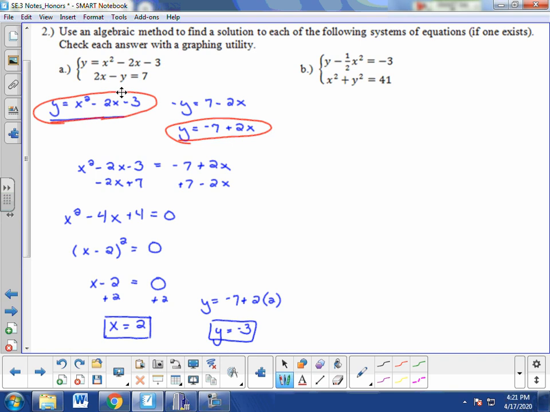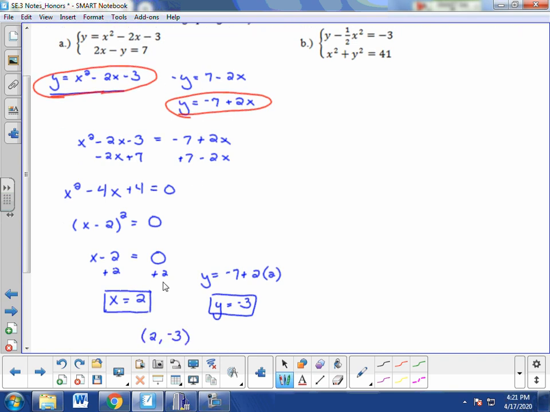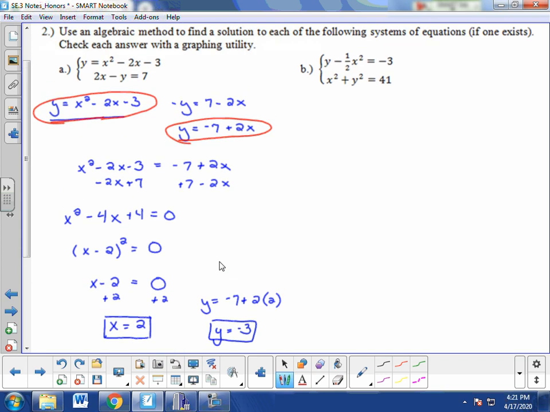So in the first case, we found a parabola and a line and found their single intersection point, and that was the single solution. Here in this second case, in B, we have another parabola. I noticed that because there's an x squared. This is a circle down here on the bottom. An x squared plus a y squared is going to give us a circle. So I have a parabola and a circle.